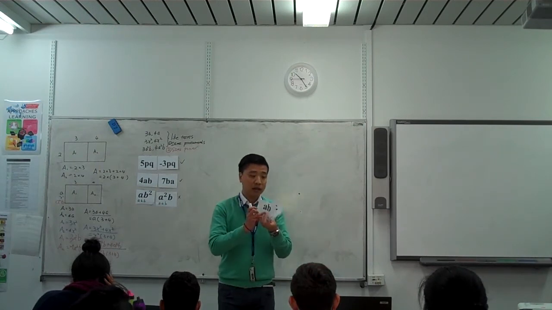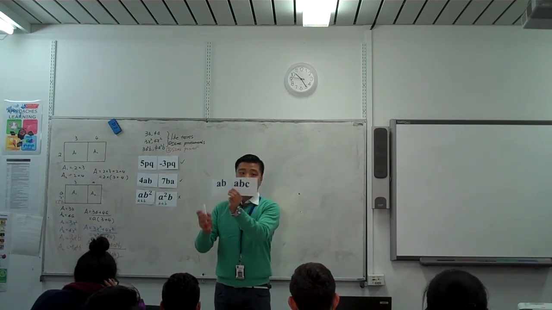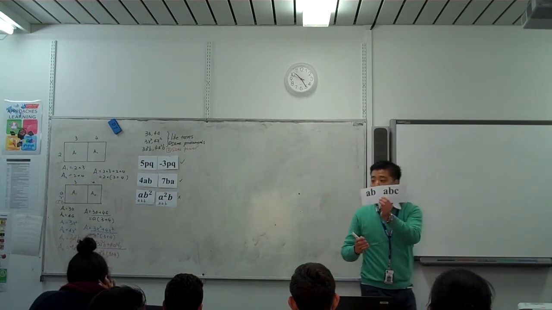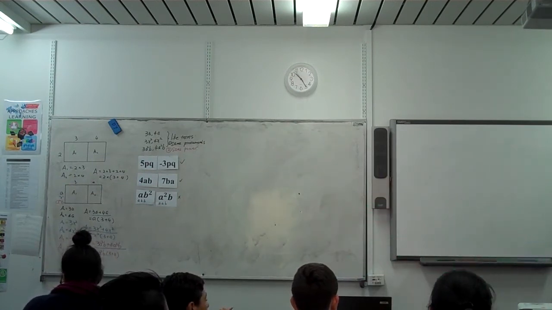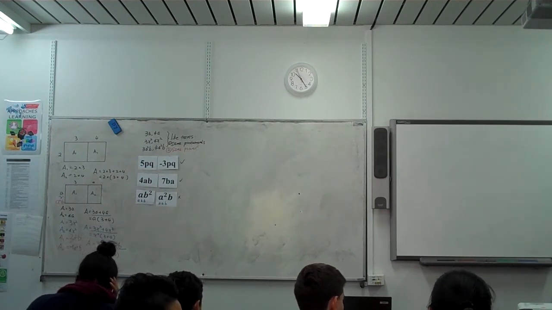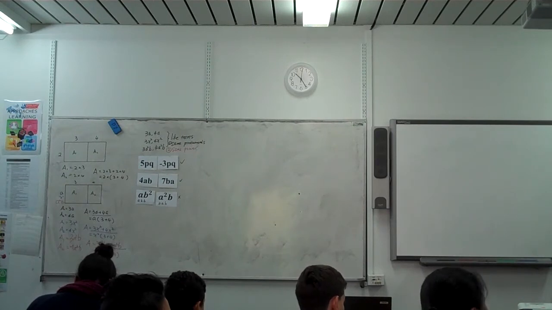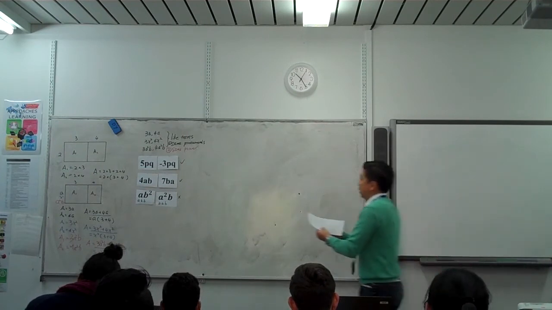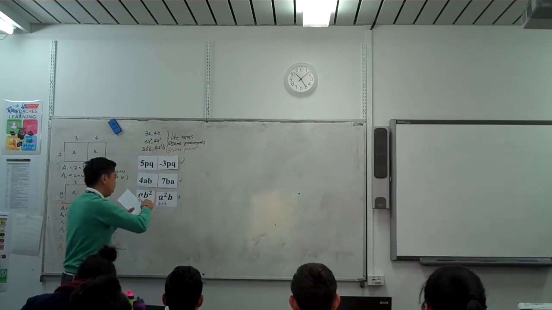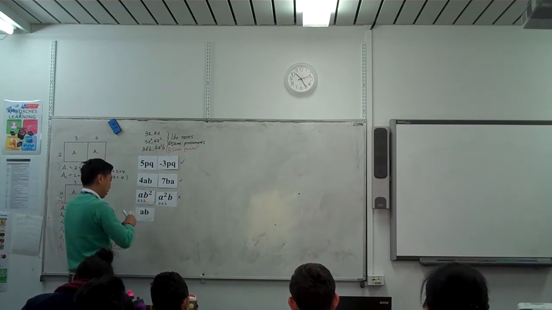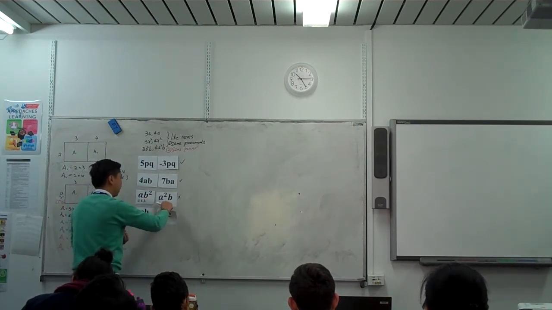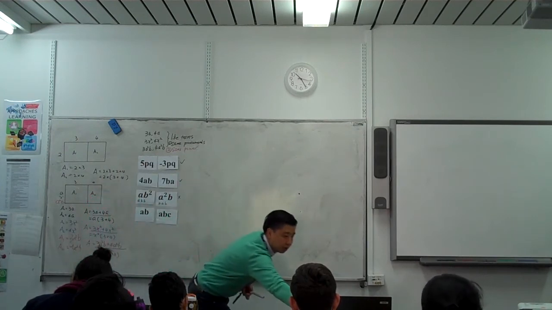another easy thing. Are they like terms? Now, if not, tell me why they are not like terms. Very good. This one has C in it, but this one has no C. Alright, very good. So they don't have the same pronumerals. Okay, very good. So AB and ABC, they are not like terms. Good.